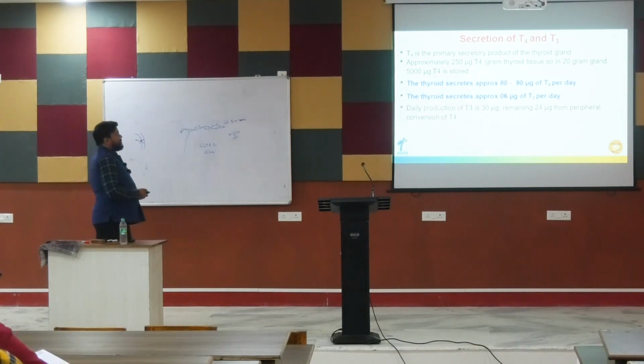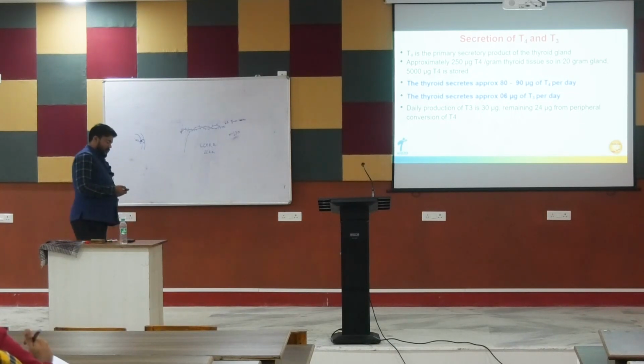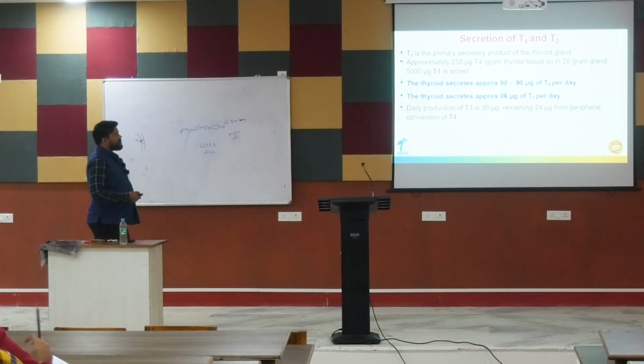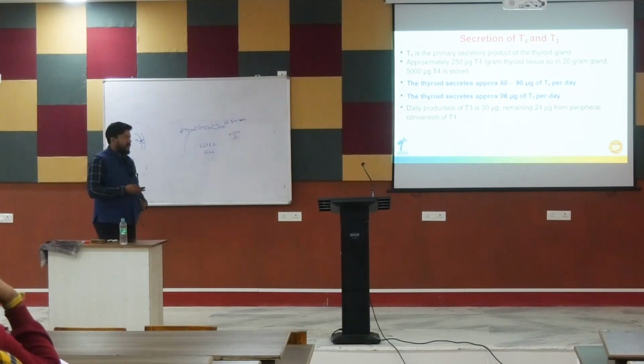So daily production of T3 is 30 microgram, and the remaining 24 microgram is from peripheral conversion of T4. So normally T4 is converted into T3 in the peripheral tissue. Okay, with the help of which enzyme?